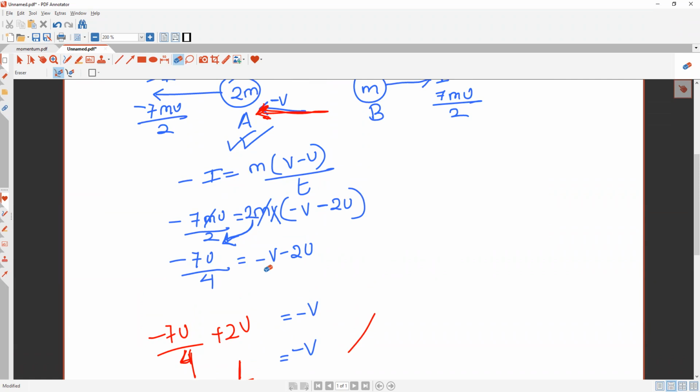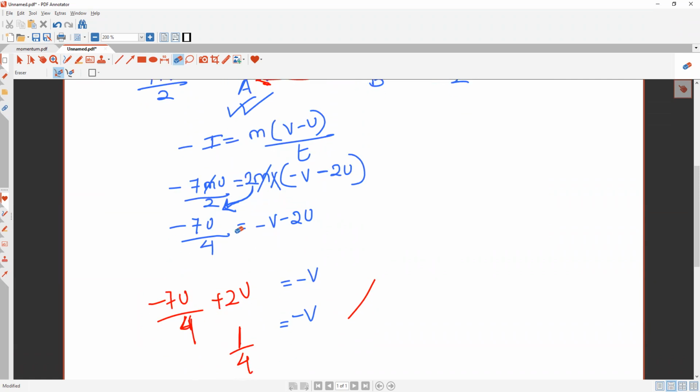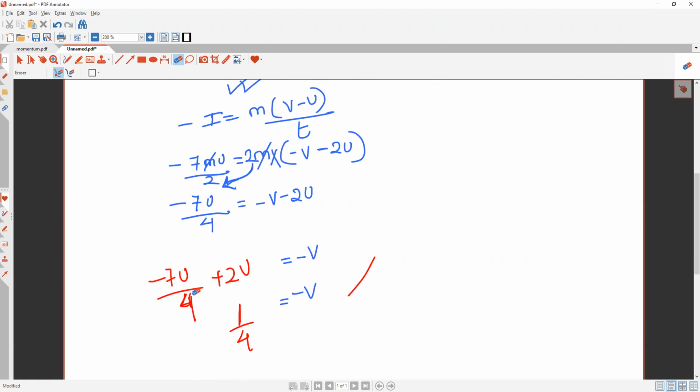Look, this minus 2 has gone over here, so it becomes plus 2. 7 by 4 plus 2. Minus 7 by 4 plus 2, you get 1 by 4. So 1 by 4 is becoming negative? It should not be negative. So that means A did not change its direction. Why? Because my assumption is wrong.